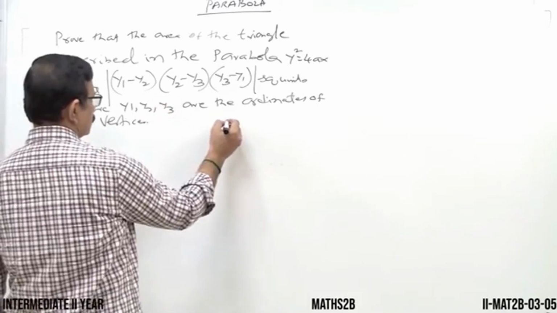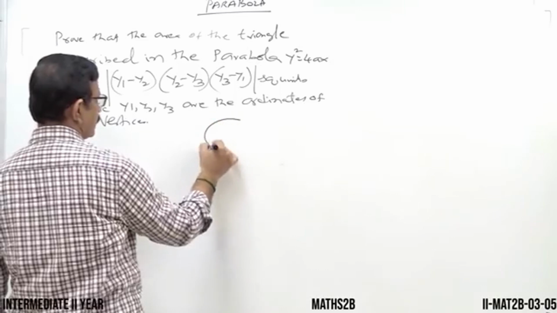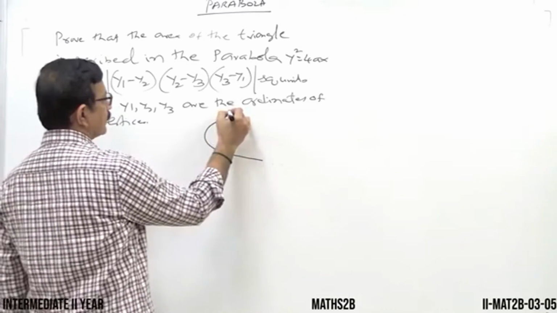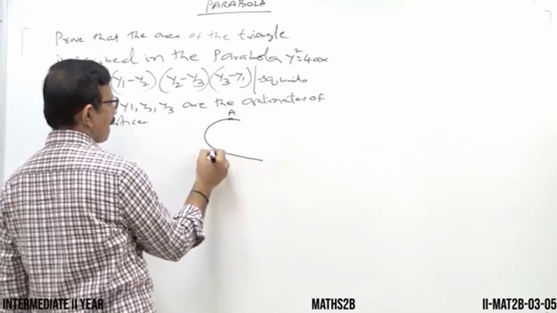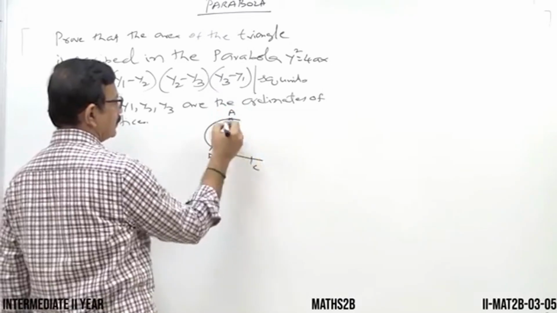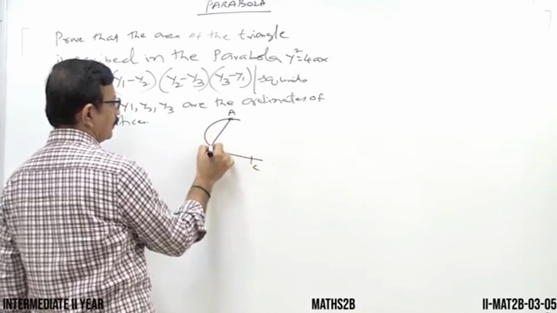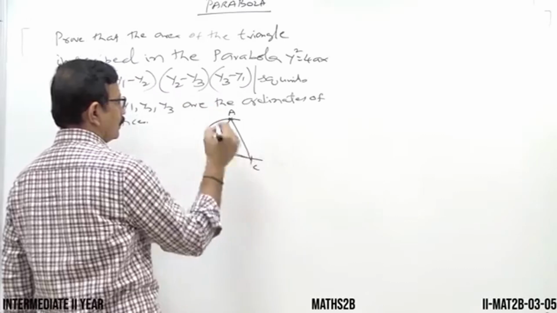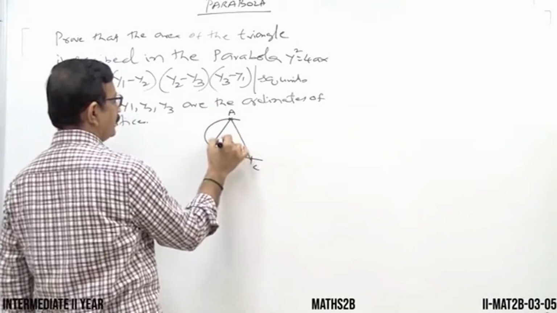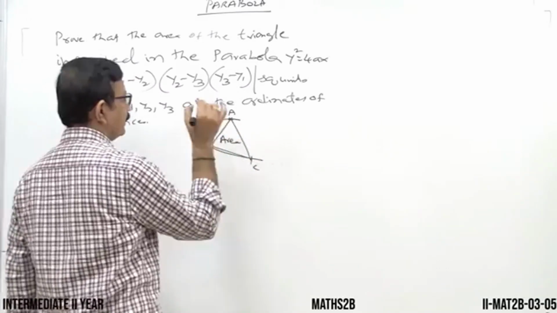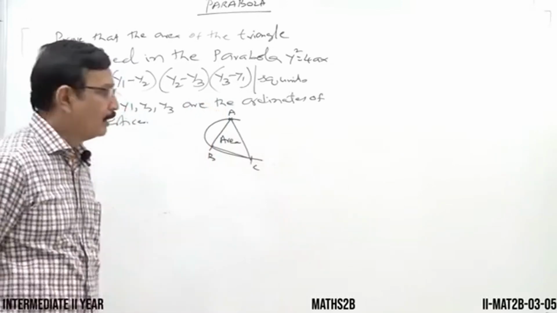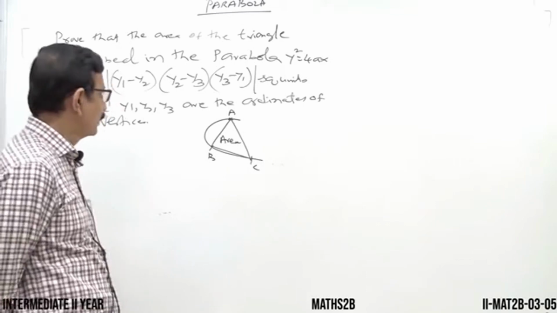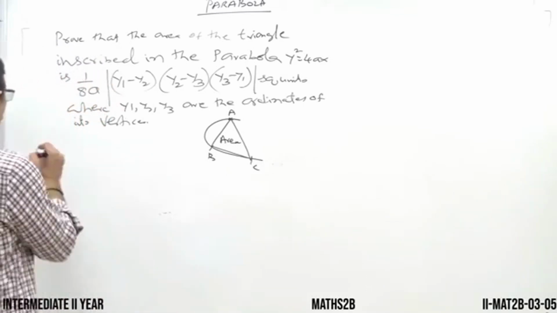Now take this is the parabola. Then let us take the 3 points, that is A, B, C. Now join these 3 points. We will get this triangle. Now for this triangle, we have to find the area. That means this triangle is inscribed in the parabola. Now how to do this problem?